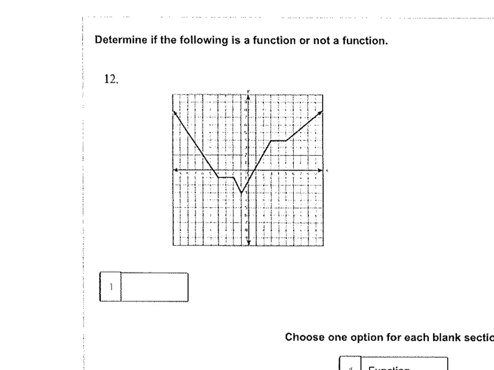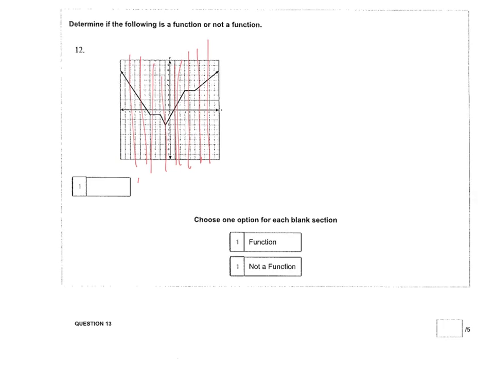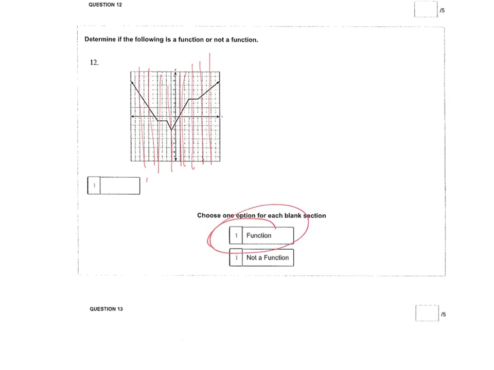On a graph, to determine if it's a function or not, we're drawing a straight line, a vertical line, up and down. And if it crosses our line anywhere more than once, then it's not a function. But this one looks like it's a function.